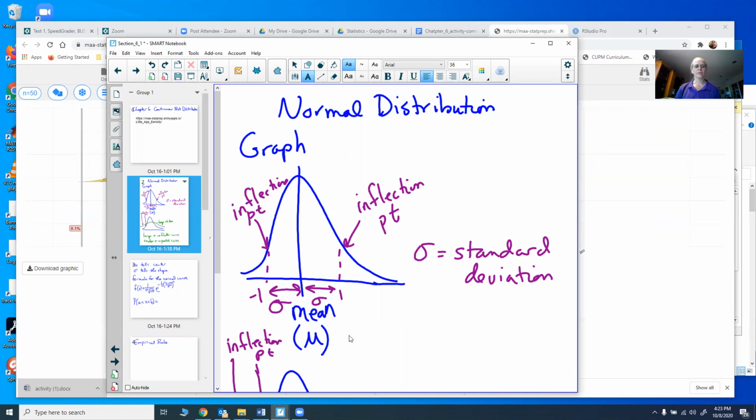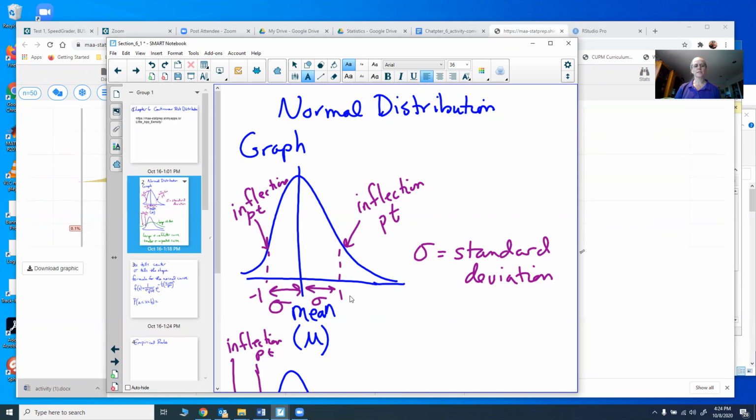The center of this is your mean. The symbol for the mean is this weird-looking symbol called mu. The mean is always right at the center. It's also the same place as the median and the mode, because in a normal distribution, it's completely symmetric.